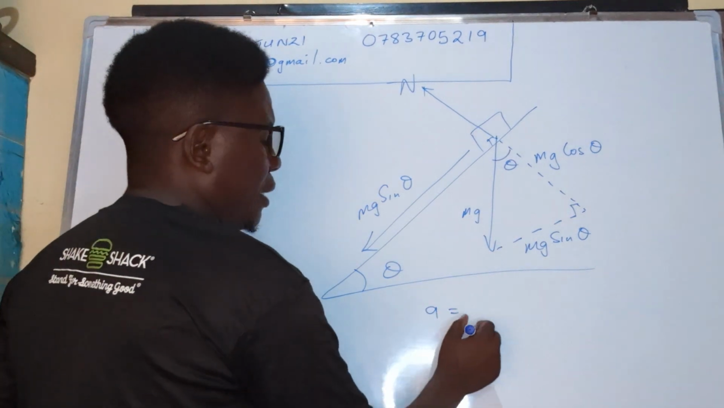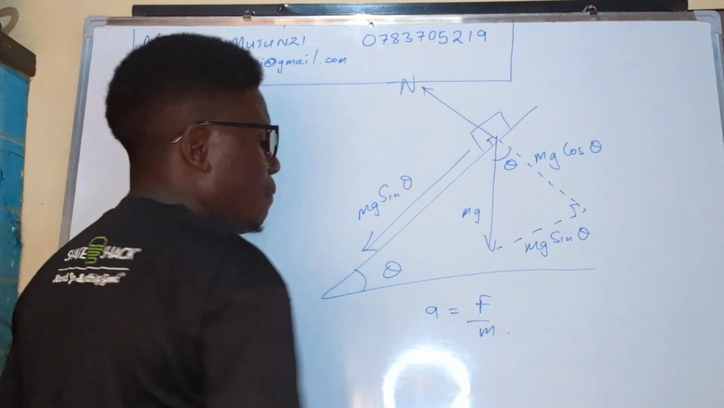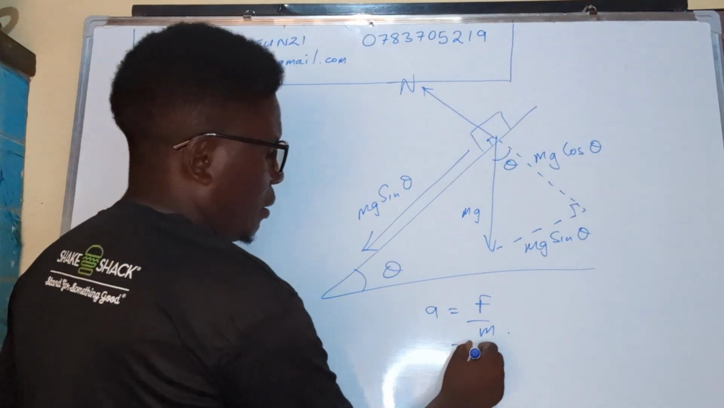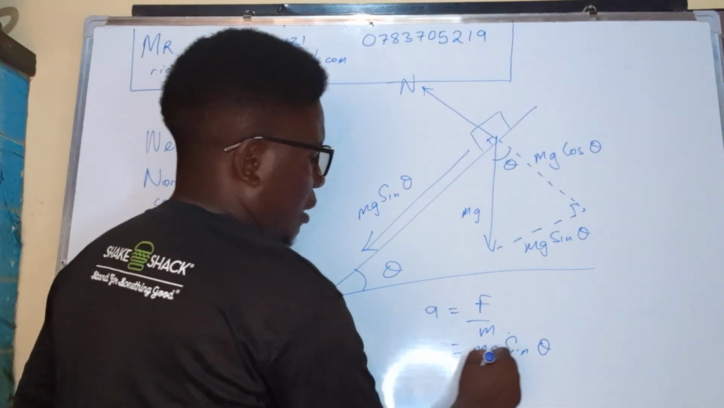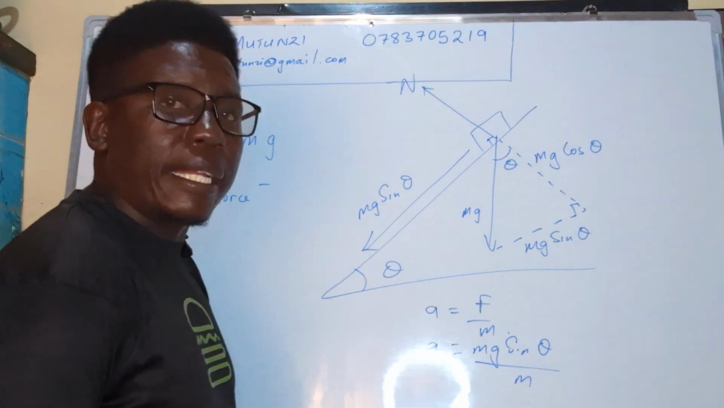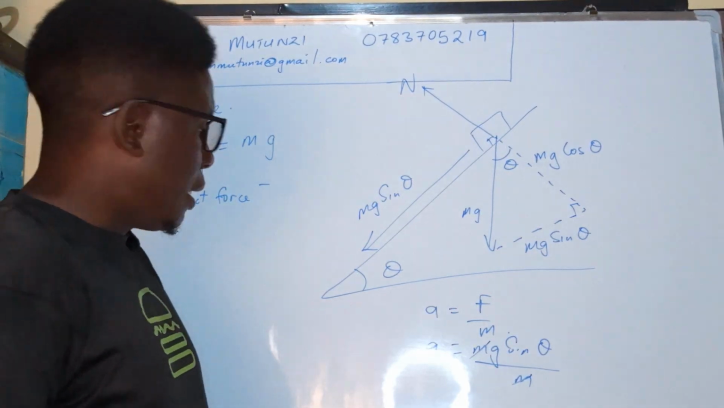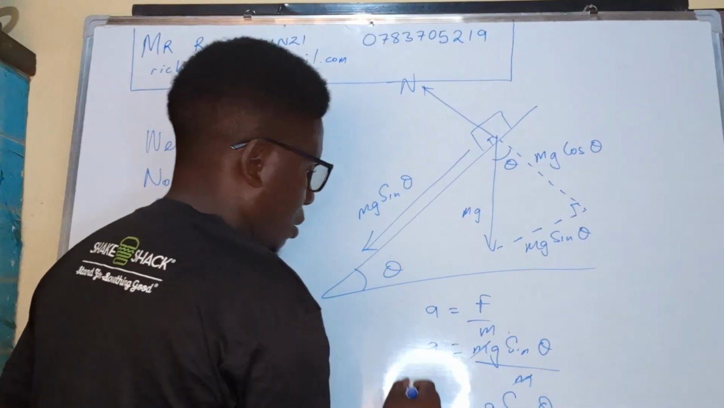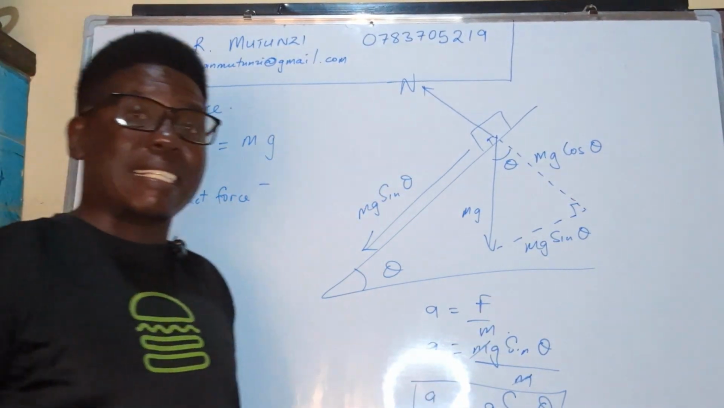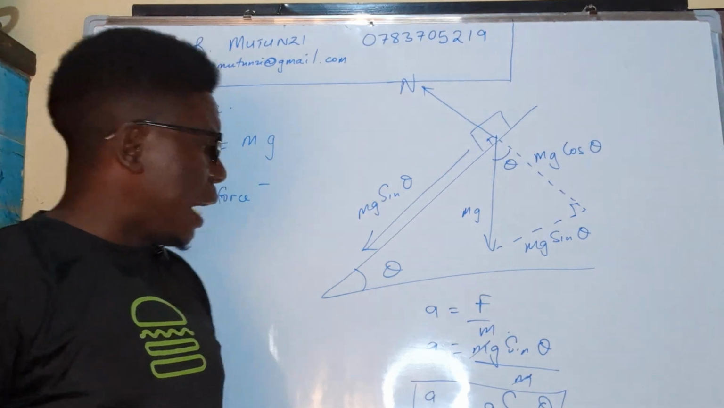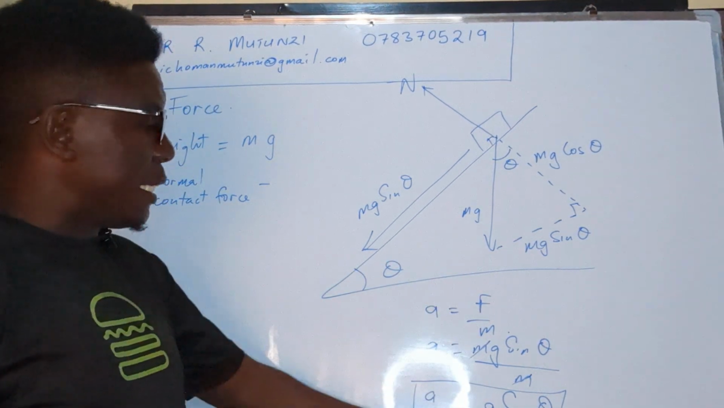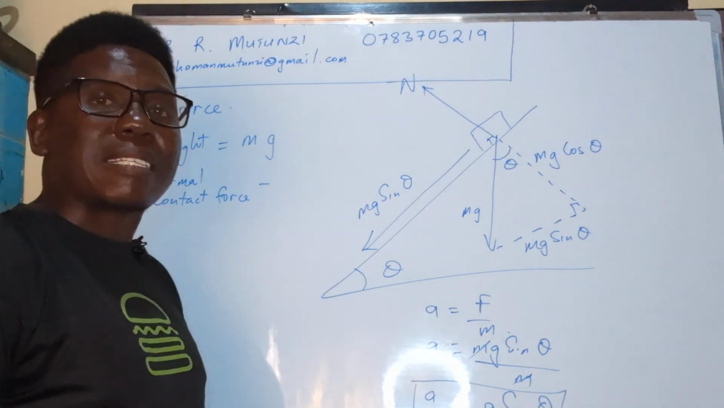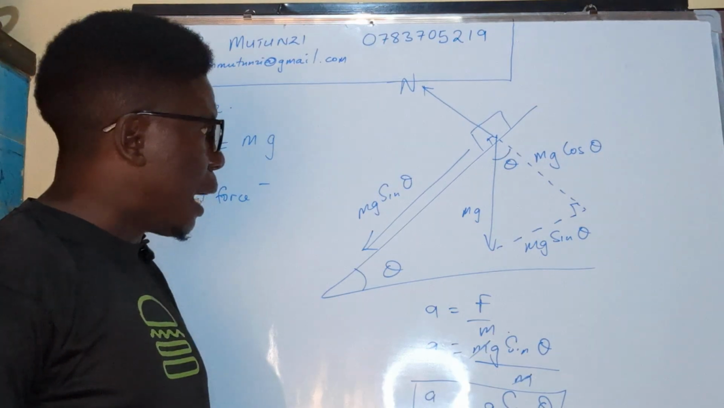So we say acceleration is equal to F over m. And we have agreed today that the force that moves down the ramp is mg sine theta. So mg sine theta over m. And these m's cancel each other. And when they cancel, we are going to get a is equal to g sine theta. So for a body that is on a frictionless surface, the acceleration is provided by g sine theta. So if you are to change theta, then the acceleration will also change down the ramp.